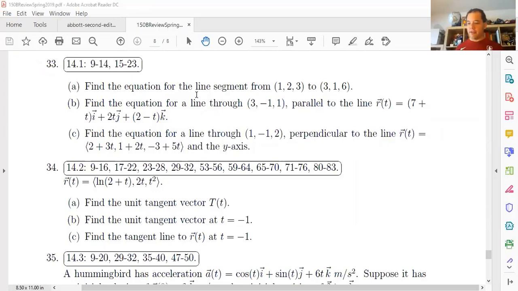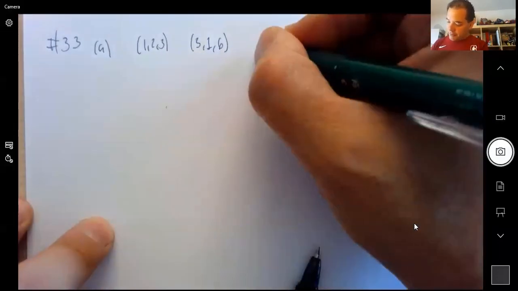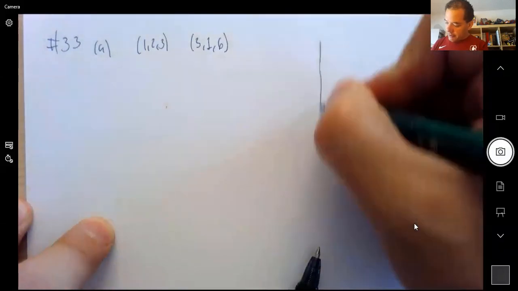How do we do a line segment? So you have to use the 2 points that you have. So for 33A, we have the points 1, 2, 3, and 3, 1, 6. So let's make a picture, and I'll tell you one way you can do them. There's several ways. So 1, 2, 3, and 3, 1, 6. Let's do a picture right here.